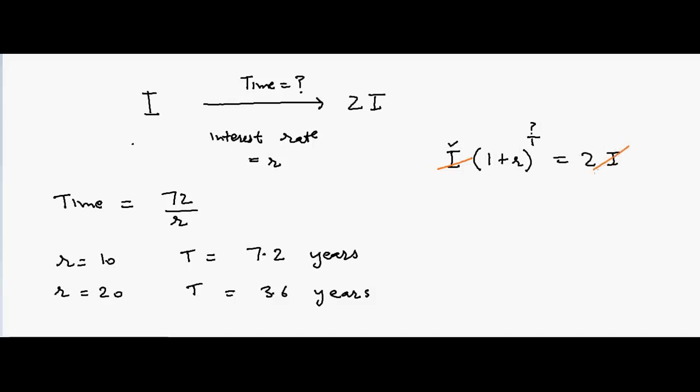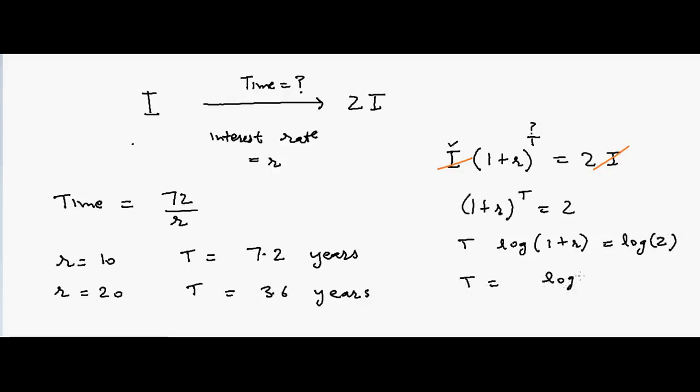So this will cancel out, and then we have (1 plus r) to the power t is equal to 2. Further, if you take log on both sides, it will be t times log of (1 plus r) is equal to log of 2, or t is equal to log of 2 divided by log of (1 plus r), right?